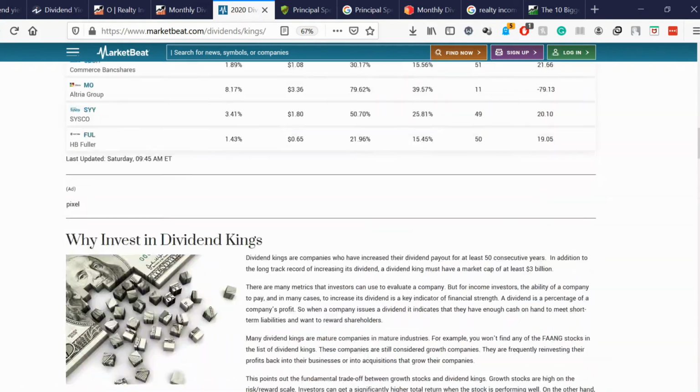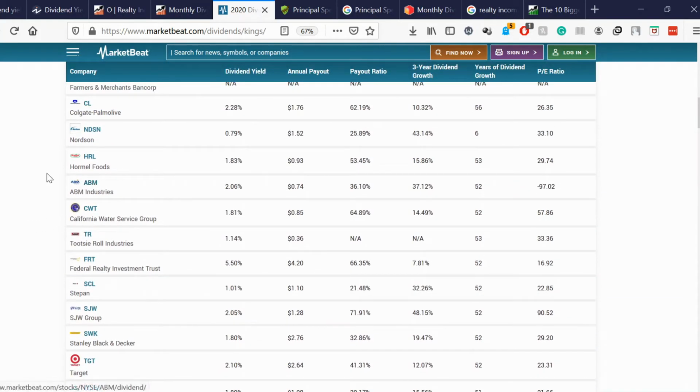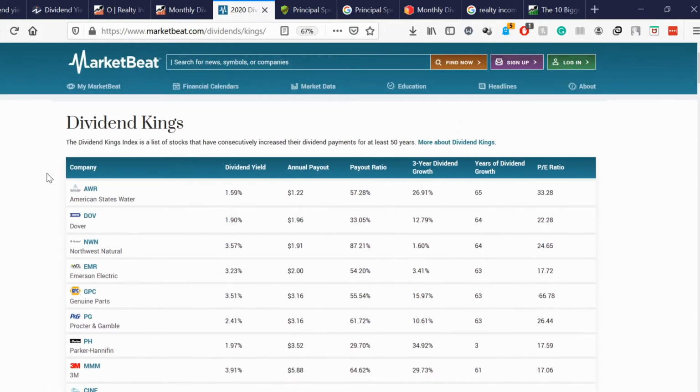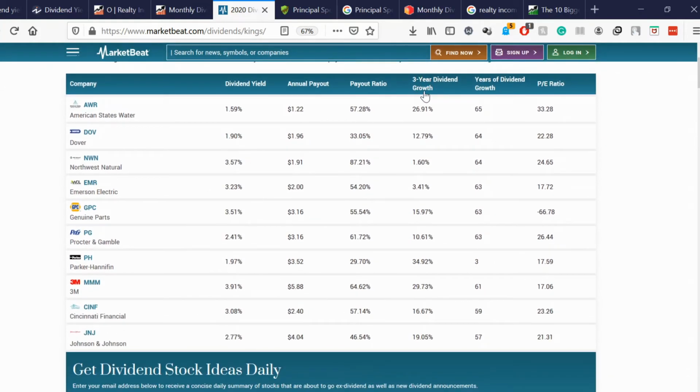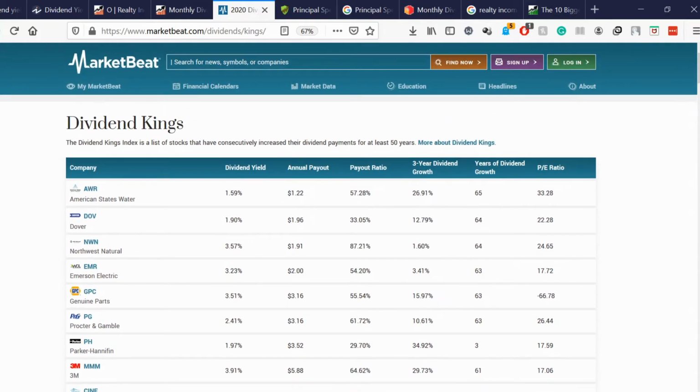The Dividend Kings, you can click on them, you can see their financials, you can see their payout ratios, their 3-year dividend growth, years of consecutive growth, the PE ratio. All that information is available for you guys. This is from MarketBeat, which I've used a couple of times, not sponsored or affiliated with them at all, just another tool I like to use.